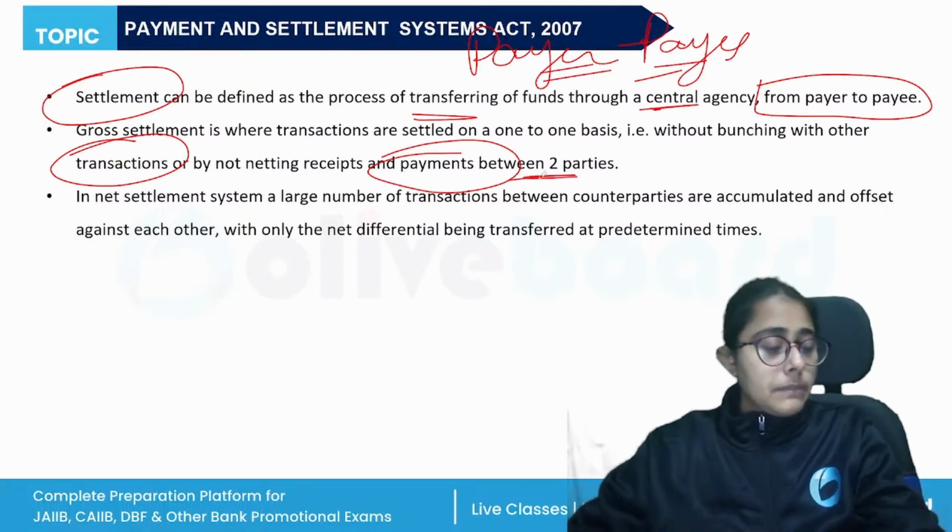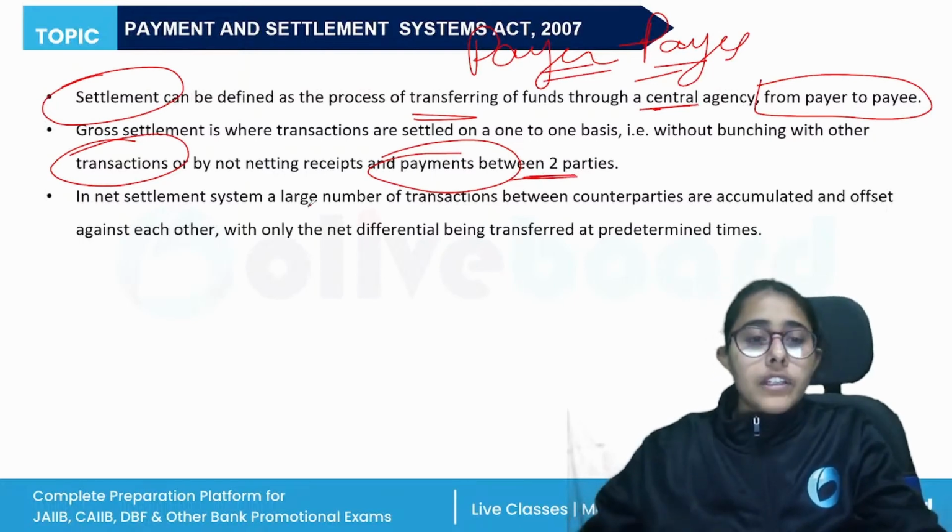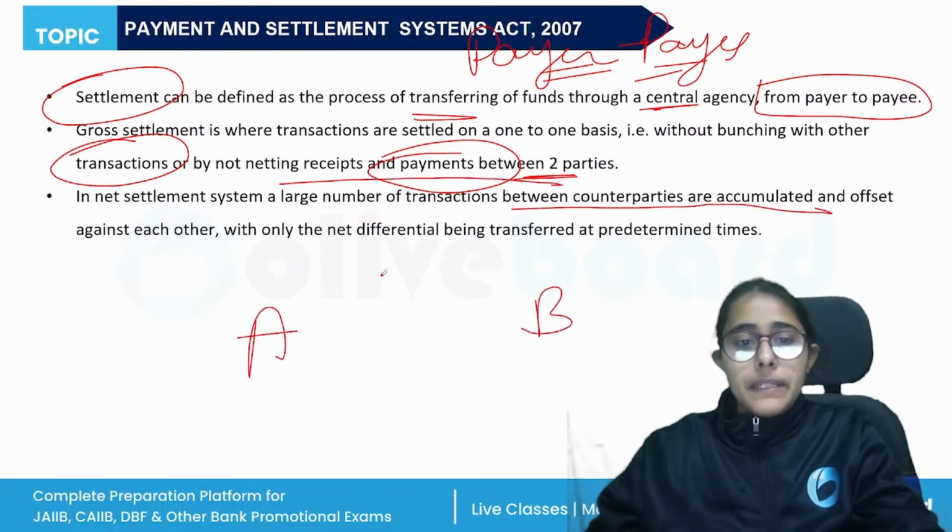That is a gross settlement. Net settlement, however, is a system in which a large number of transactions between the counterparties are accumulated. Let's say party A and party B.